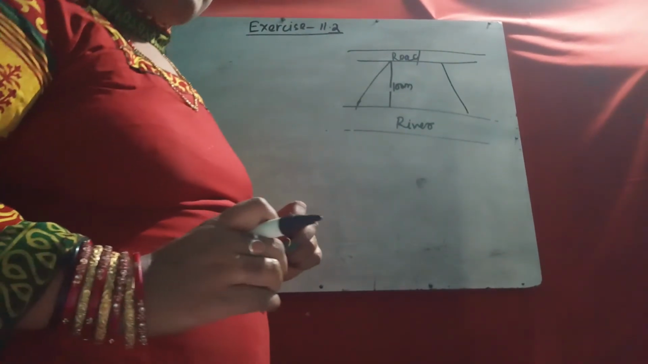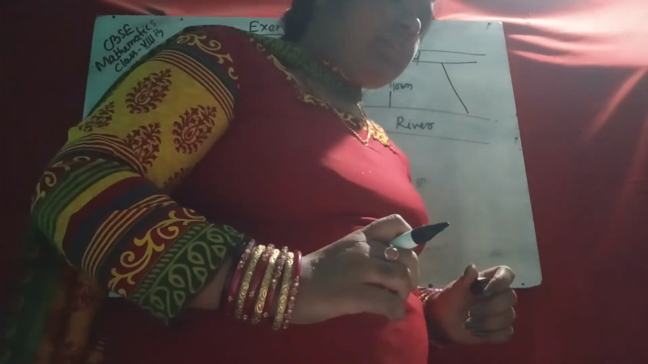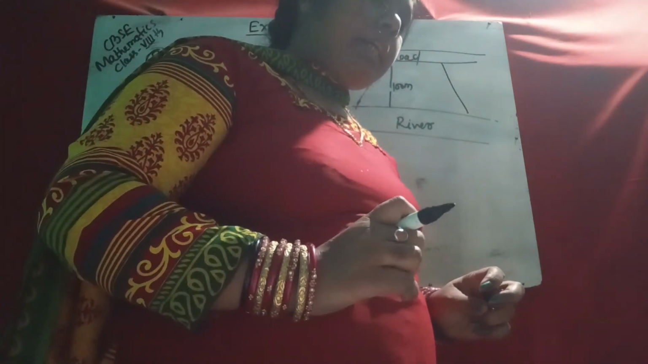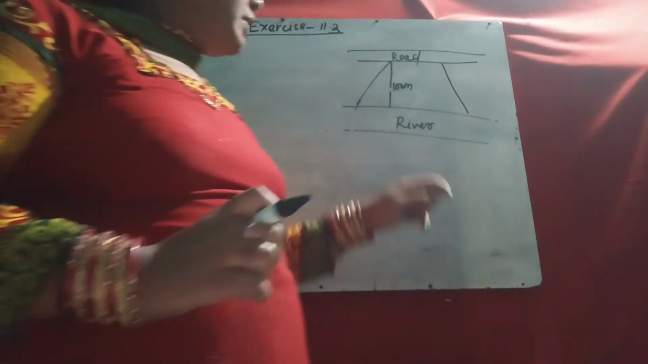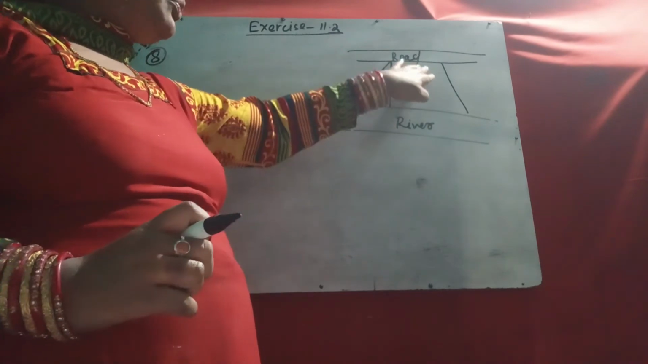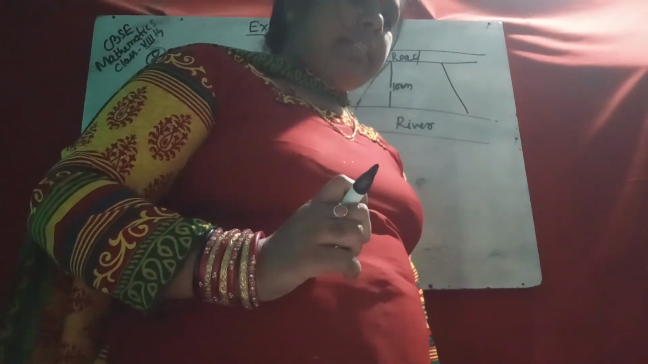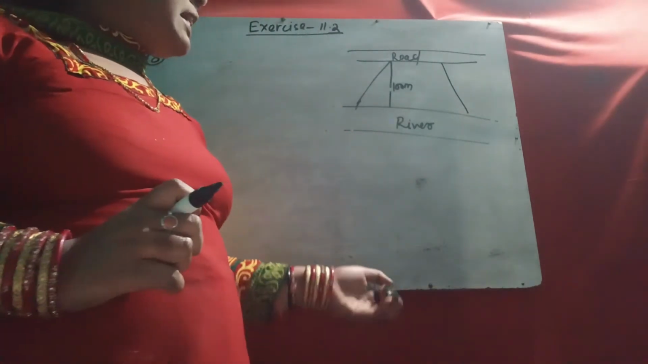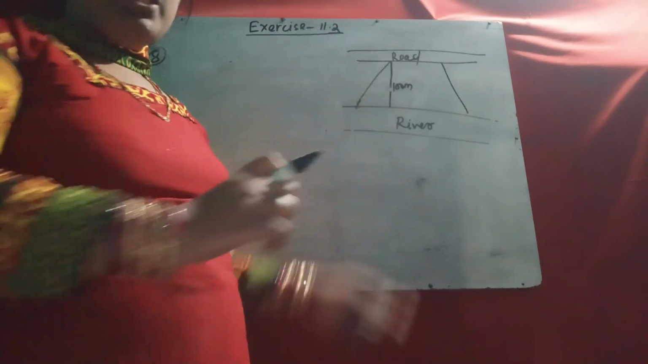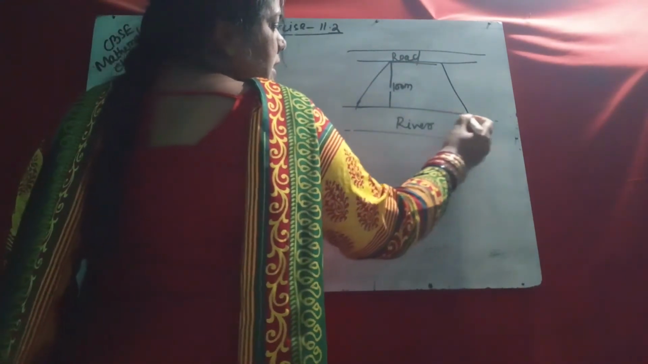Now question number 8. A picture is given. Mohan wants to buy a trapezium shaped field. One side is the river side, and one is the road side. Its side along the river is parallel to and twice the side along the road. Suppose this is the road, then the river side is double or twice.